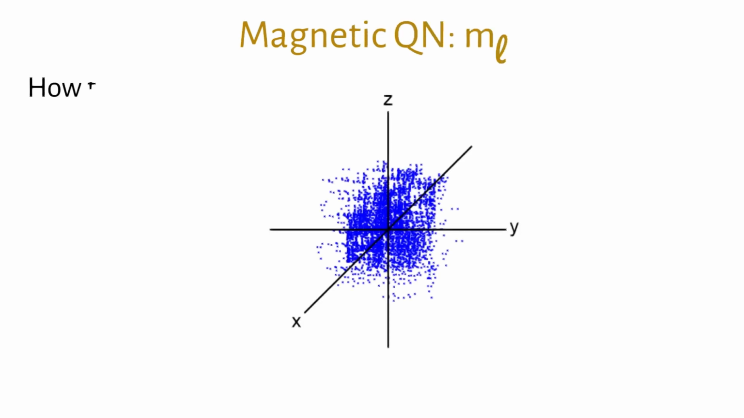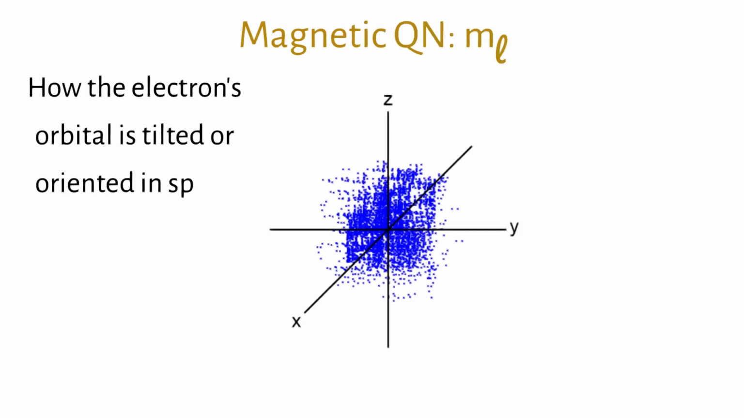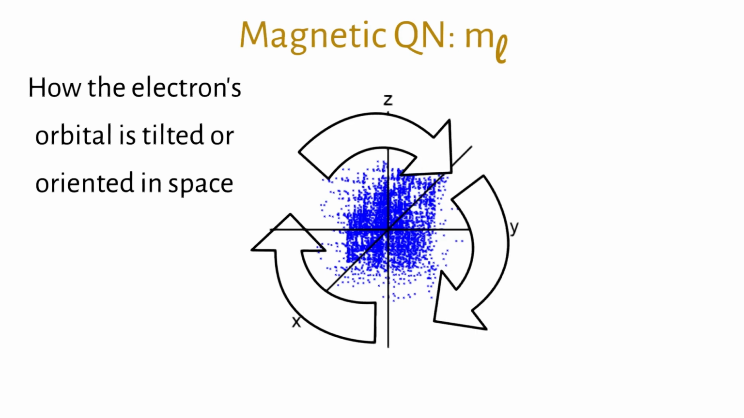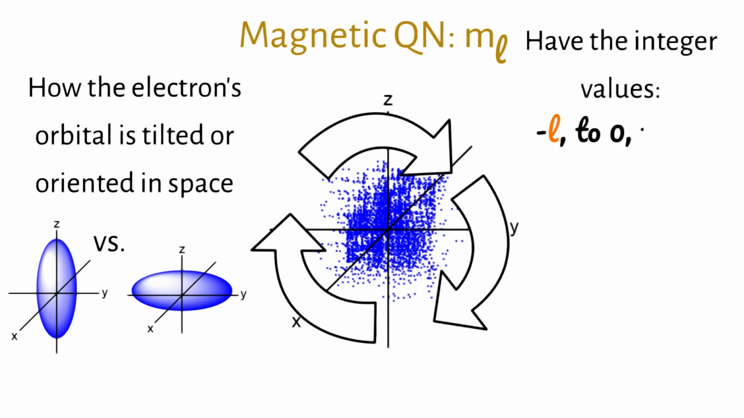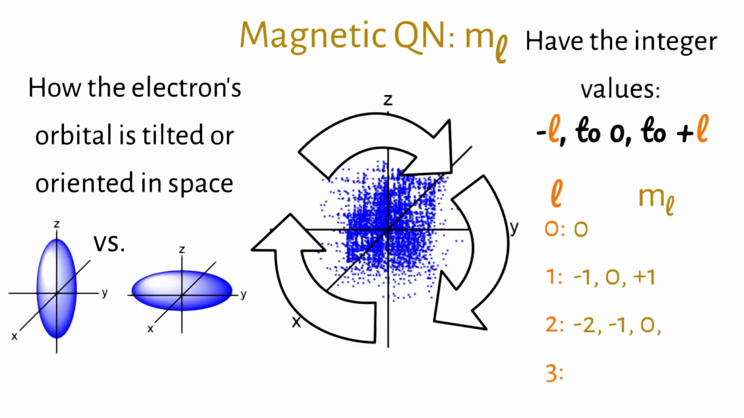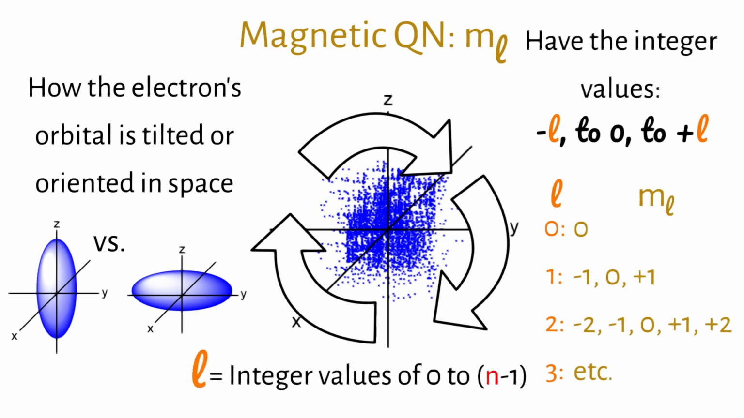The magnetic quantum number m sub L determines how the electron's orbital is tilted or oriented in space. Think of it as the orbital rotating in the z-y axis. It can have the integer values of negative L to 0 to positive L, so when L equals 0, m sub L equals 0. When L equals 1, m sub L equals negative 1, 0, positive 1. And when L equals 2, m sub L equals negative 2, negative 1, 0, positive 1, positive 2, etc. Remember, L equals the integer values of 0 to n-1.